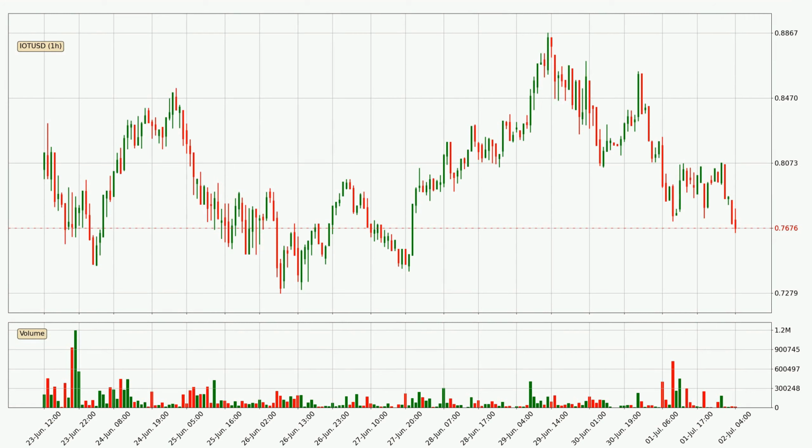Looking at the hourly time frame for IOTA, the price rapidly went down by around 5.3% in the last 24 hours, with a current price of 76.8 cents. The volume was also high, showing that this move was strong and the sellers are taking over.